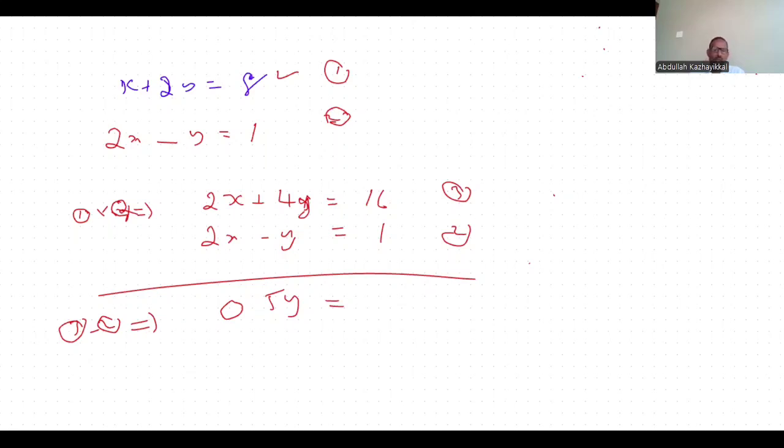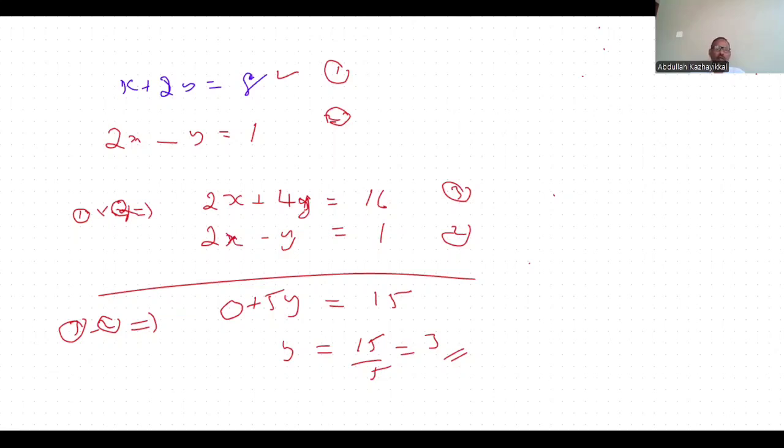So y is equal to 15 by 5. Y is equal to 3, since 3 fives are 15. We got y, but in the elimination method we eliminated x. Now, substitution.